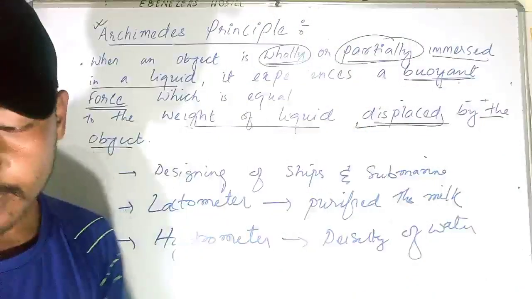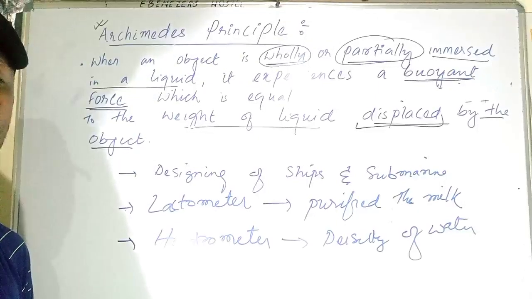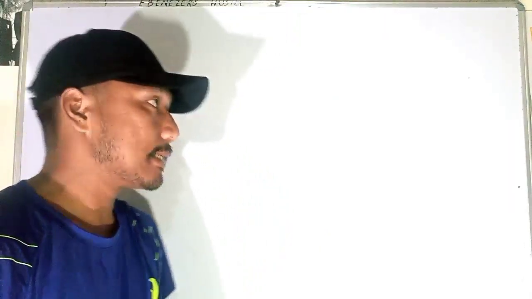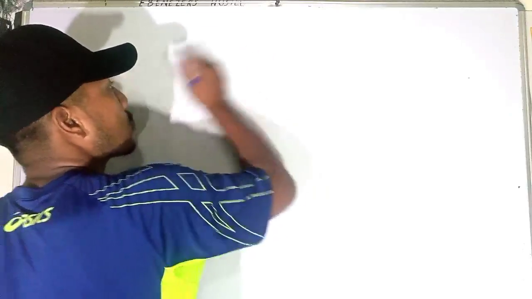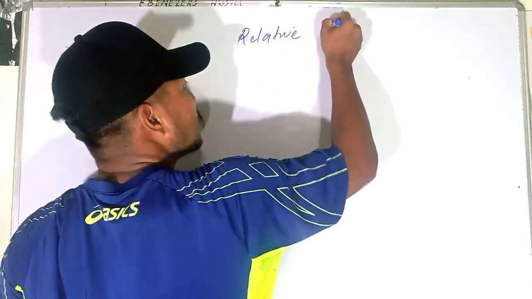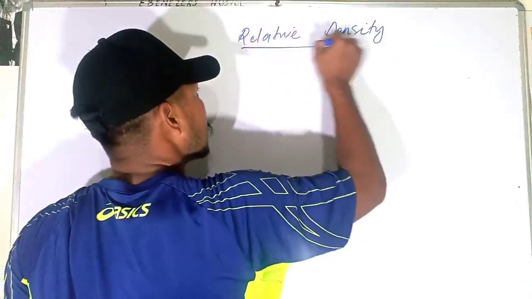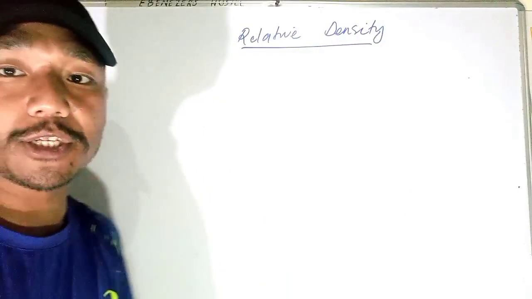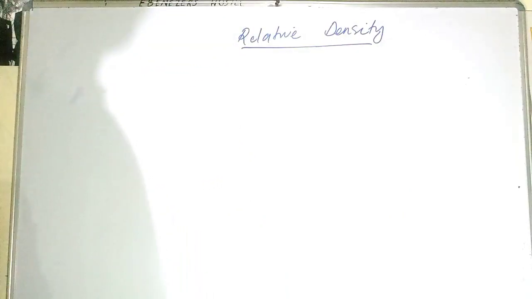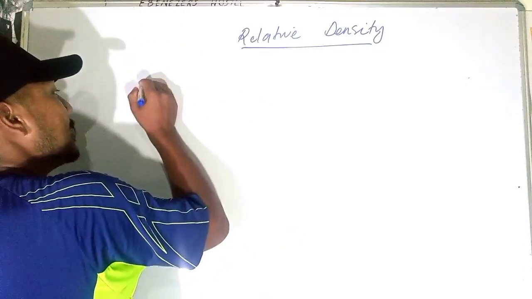Clear about this one? Okay, now let's go to the last topic, that is what we call relative densities. Before we discuss relative densities, let's try to understand what density is. Density of a substance is defined as the mass of a unit volume.